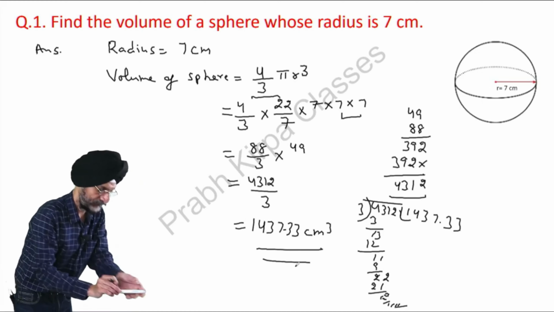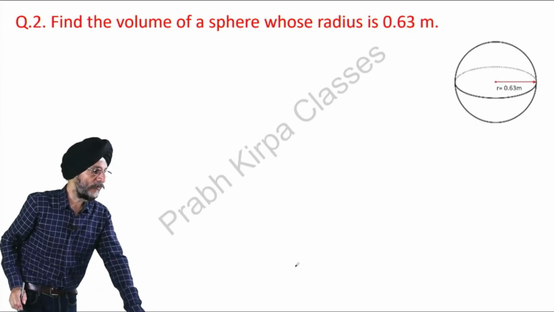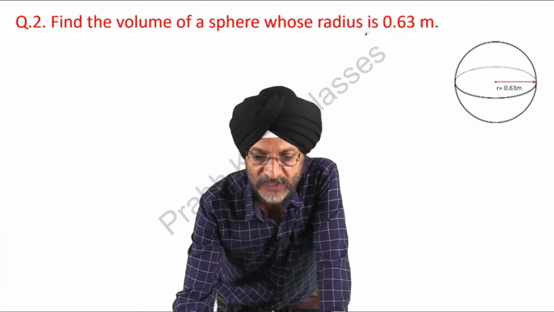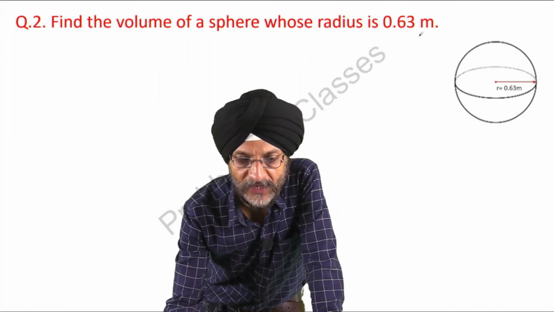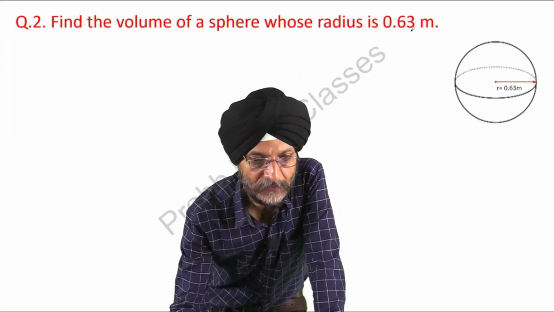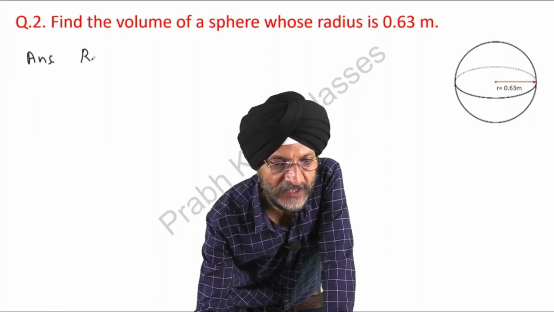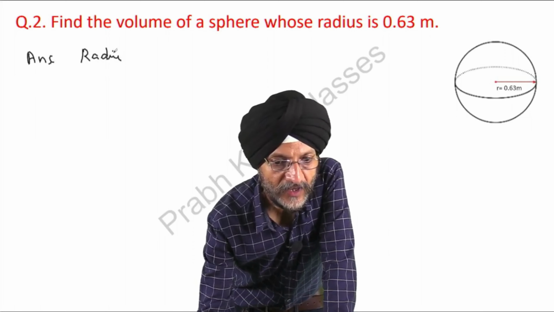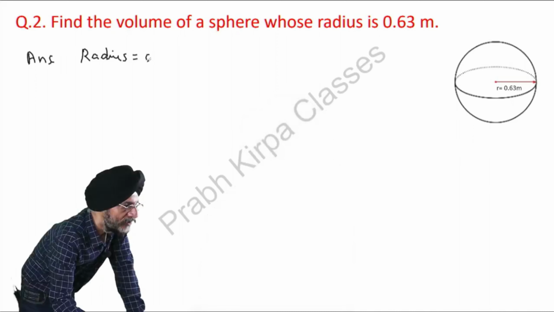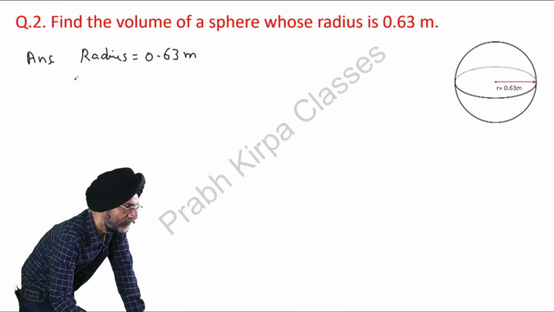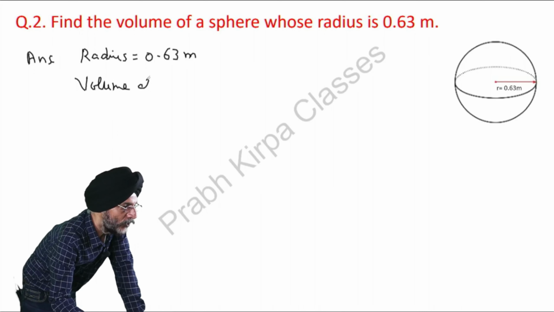Next is, find the volume of a sphere whose radius is 0.63 meter. So now what is given is radius is equal to 0.63 meter. Now what is the formula for calculation of volume of sphere?